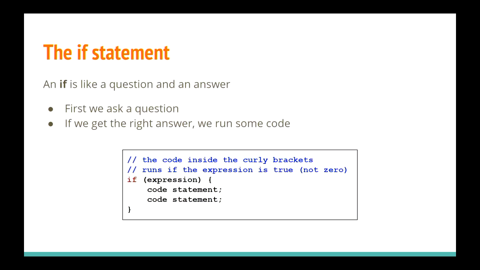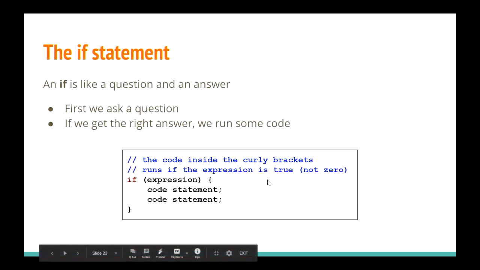Those code statements can be stuff like a printf. It can be some maths, assigning variables, or declaring variables. I've shown you a couple of those things already that can go in there. If the expression that's in there is answered in a way that we like, then we're going to run these statements. If it is not answered in a way that we like, we're going to skip over everything that's in these curly brackets and not run it. So now we have the option to run or not run bits of code.